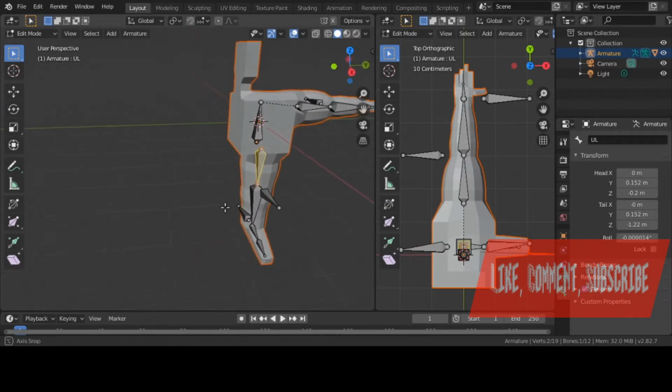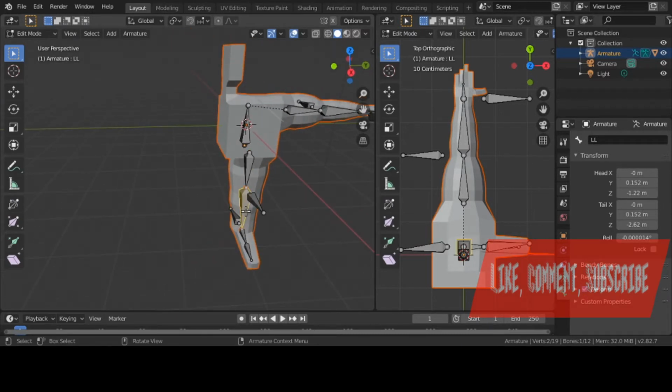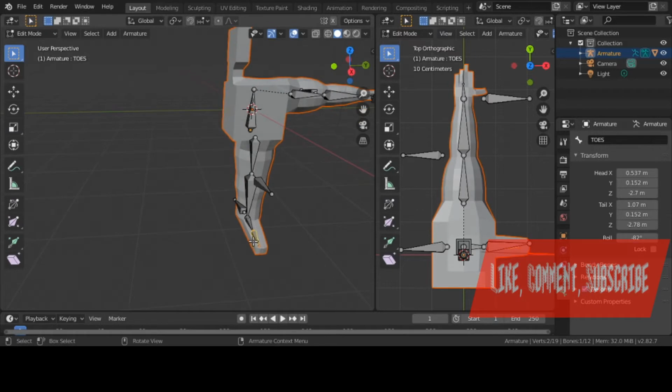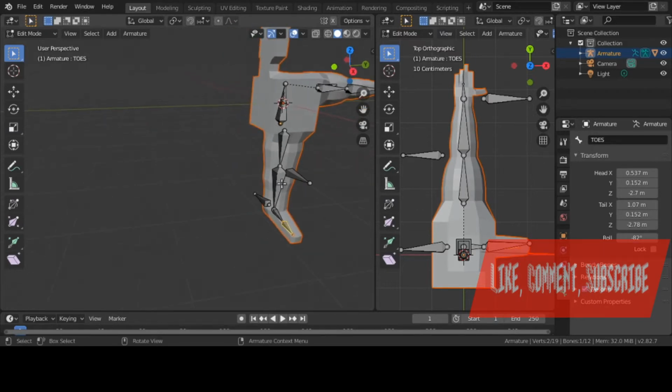My leg has upper leg, lower leg, foot, and toes. And now for my IK bones, I have one for my knee, called knee pole. For my foot IK control, I'll call it foot IK. For my hand, you see over here on my right, it's called hand IK. Then I have one called elbow control.